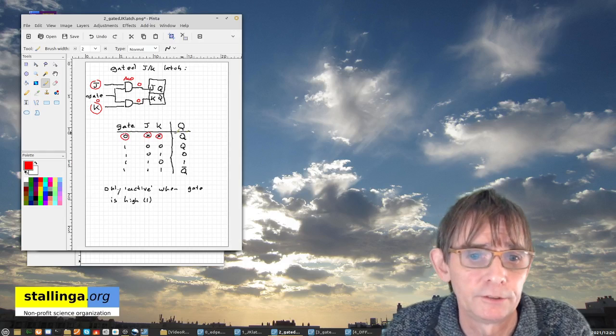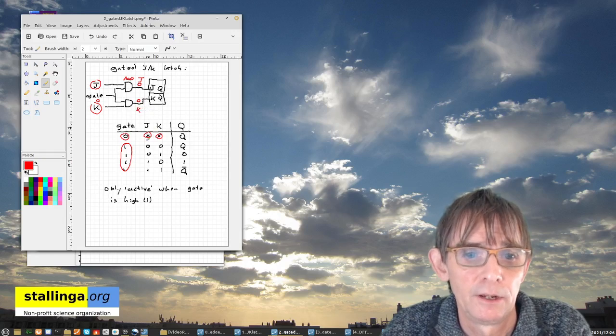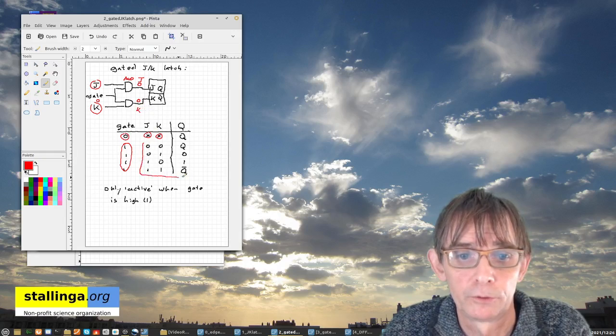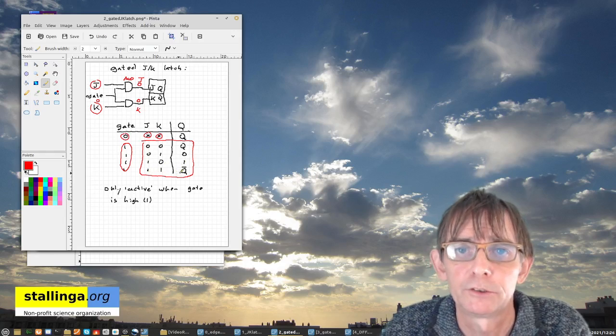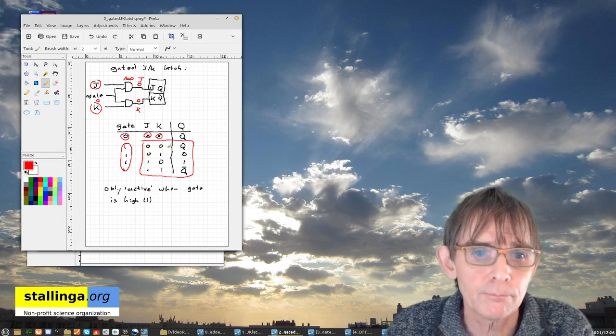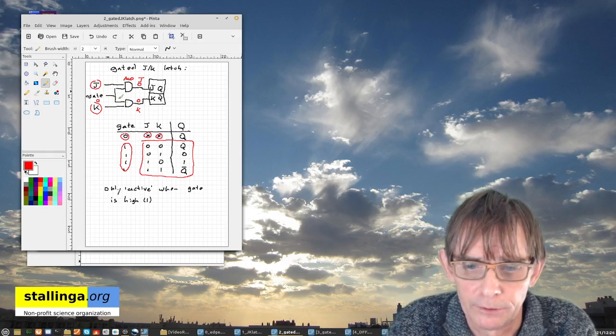The output is unchanged. However, when the gate is high, then J and K are passed to the JK latch, and we have the normal truth table of the JK latch: 0, 0, the output is maintained; 0, 1, this is a reset; 1, 0, that's a set; and 1, 1 is toggling the output. It means you can enable the JK latch by a gate signal.